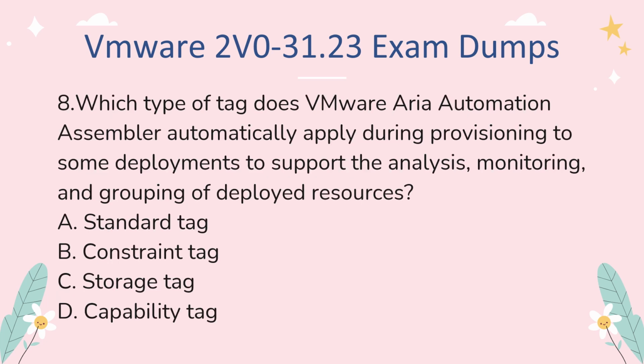8. Which type of tag does VMware Aria Automation Assembler automatically apply during provisioning to some deployments to support the analysis, monitoring, and grouping of deployed resources? A. Standard tag. B. Constraint tag. C. Storage tag. D. Capability tag.